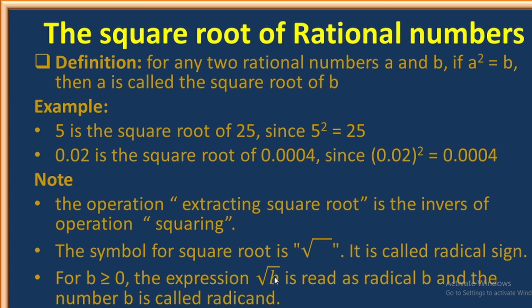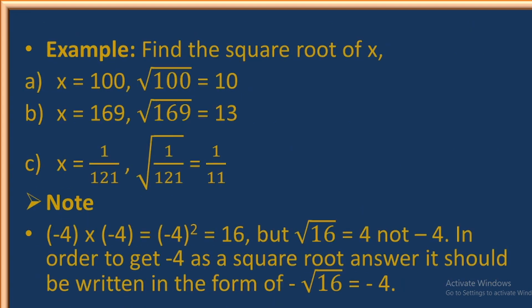Don't forget that the value of b must be greater than or equal to 0. If the value of b is negative, the statement becomes what? Disqualified, because there is no number that gives a negative after we multiply it by itself. For example, negative 4 times negative 4 is positive 16. It's not negative. So the value of b should be either 0 or positive. And the number b is called the radicand. The number b is called the radicand.